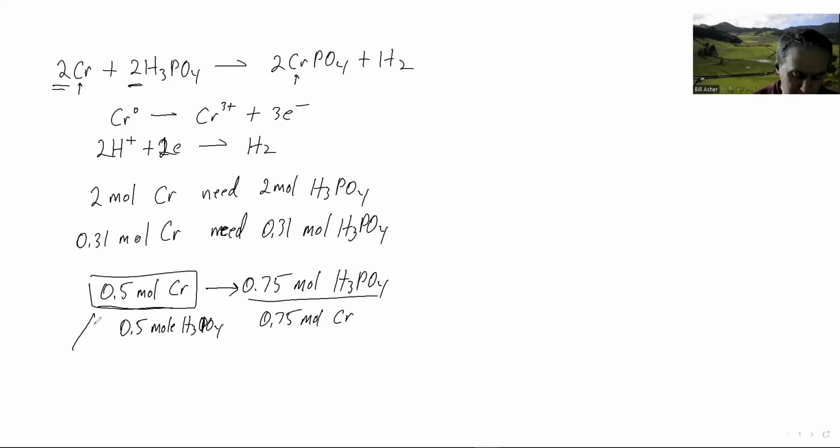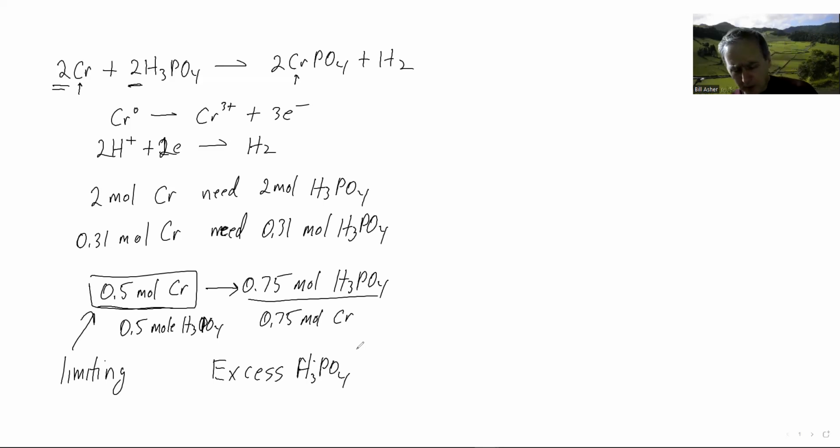So that means that chromium is limiting, right? And if I let this reaction go, I'll have excess phosphoric acid, H3PO4, left over. How much will I have left over? Well, we can figure that out by looking at the amount of phosphoric acid I start with, 0.75 moles of H3PO4.